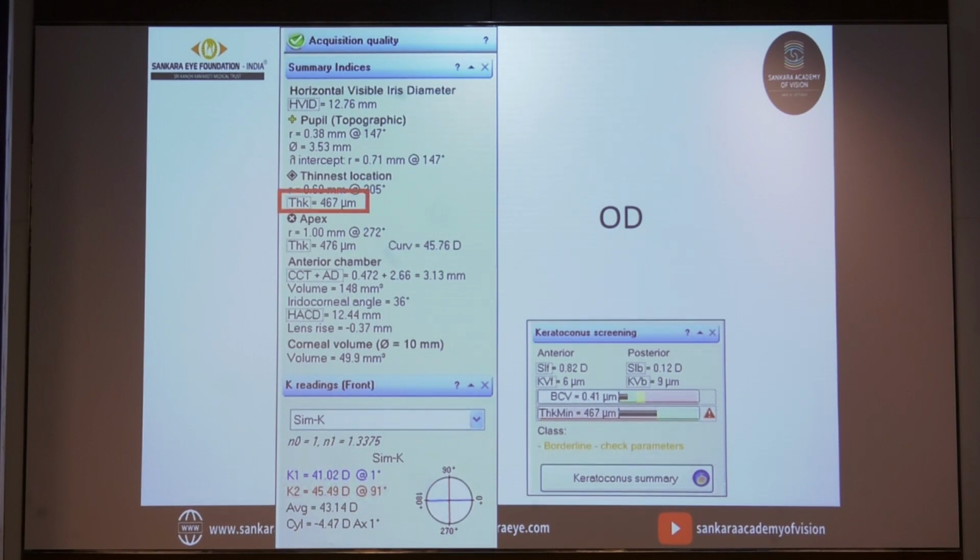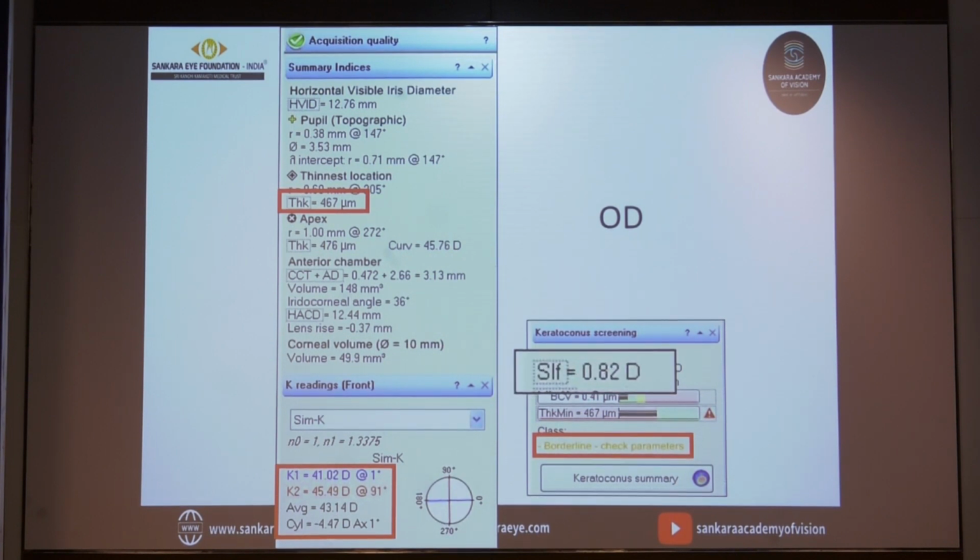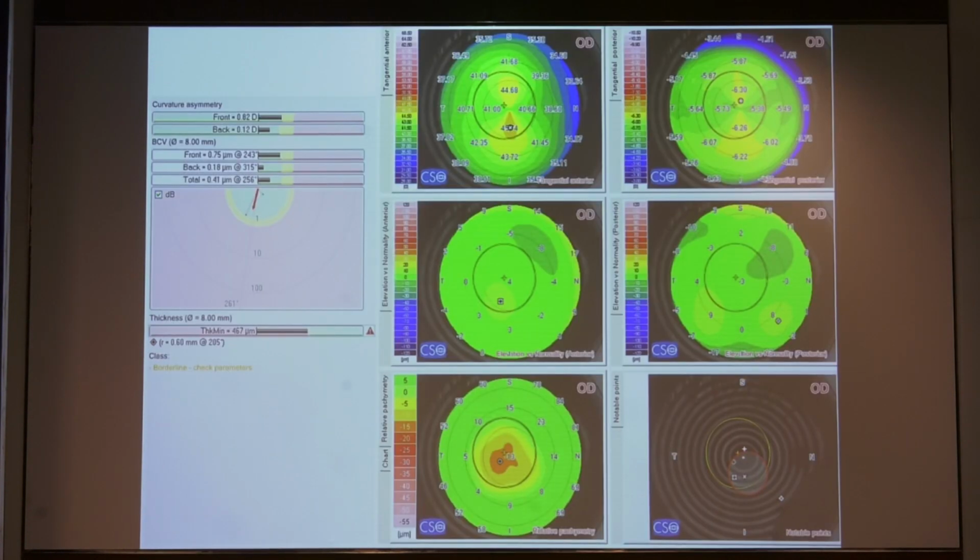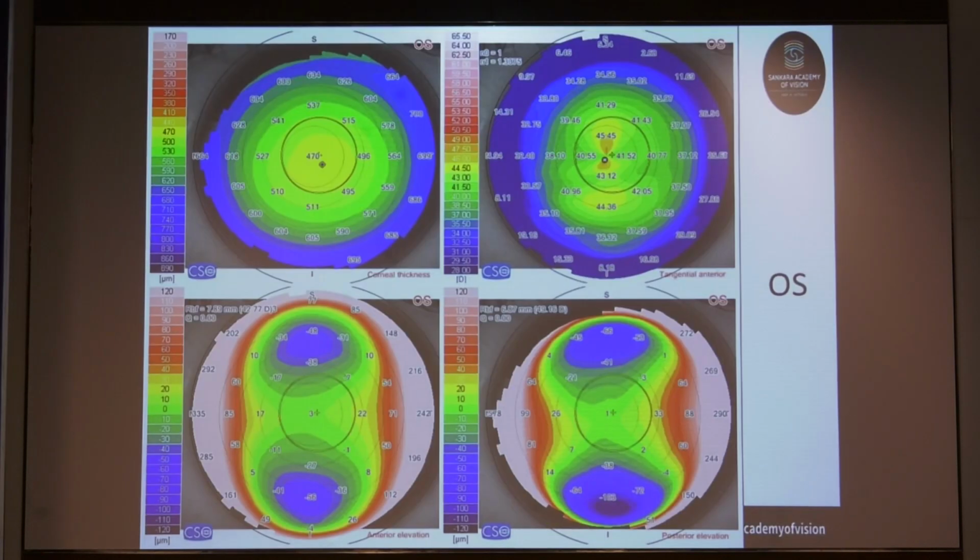The indices showed thickness of 467, 4.47 cylinder. The machine labeled it as borderline. The superior inferior asymmetry was plus 0.08, plus 0.82, which shows there is inferior steepening. And the aqueous depth was 2.66, which was below the cutoff for phakic IOLs. Similarly, the other indices were within normal limits, only the curvature asymmetry was there, and the thickness was lower.